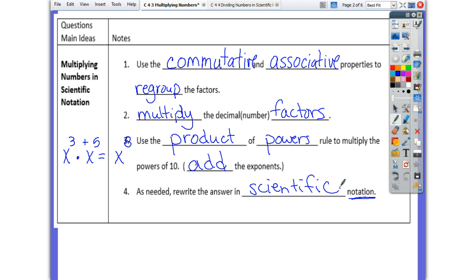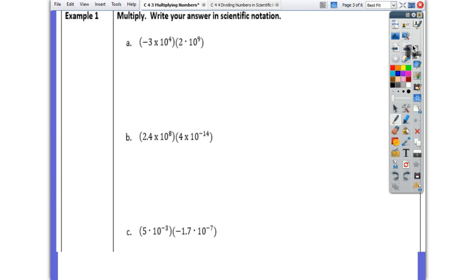Now let's practice. This is actually a really pretty easy lesson if you're following along and not daydreaming, not talking and not smirking at your neighbors. We're doing a good job paying attention. All right, let's do this one first. Letter A. What do we need to do first? Well, it's this times this. What do we want to use? Our properties. We can rearrange them, regroup them.